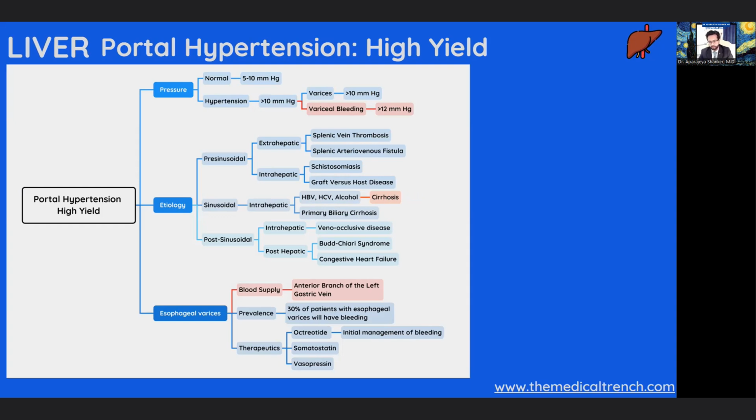And when there is cirrhosis in the patient, their portal hypertension is extremely high, and you might mostly see those patients with active variceal bleeding. And when you have active variceal bleeding, you need to stop the bleeding first, right? Now, in esophageal varices themselves, the blood supply is largely through the anterior branch of the left gastric vein, right? And in terms of therapeutics, remember, you need to mention somatostatin, vasopressin, and octreotide, which are all involved in the initial management of bleeding before you can do any major operative cases.